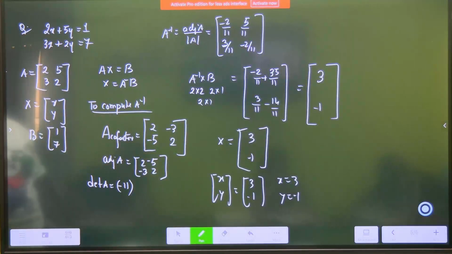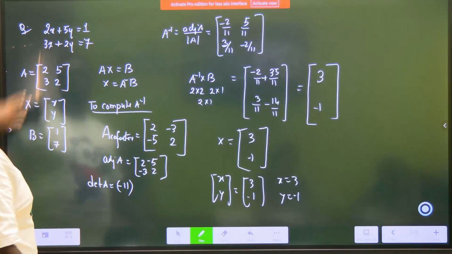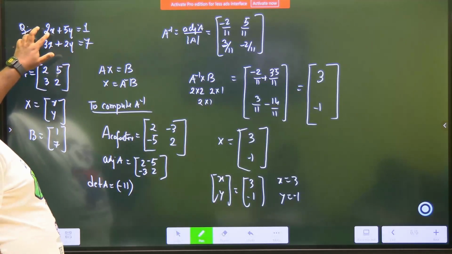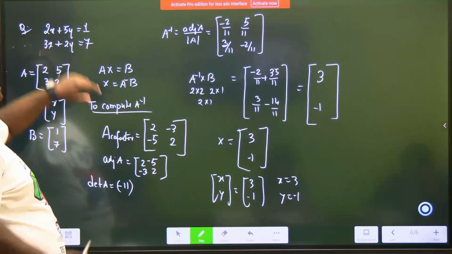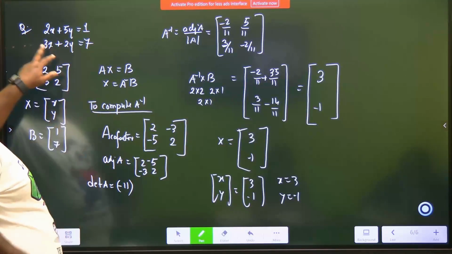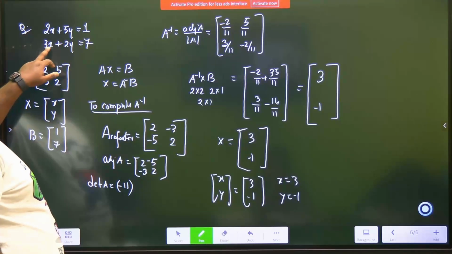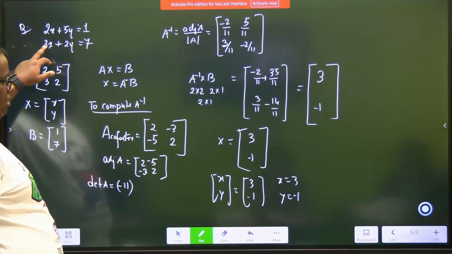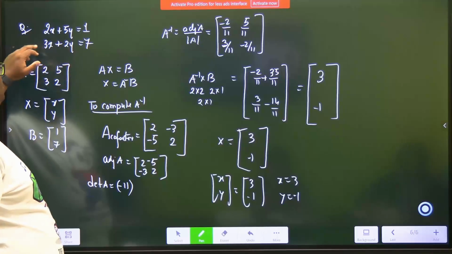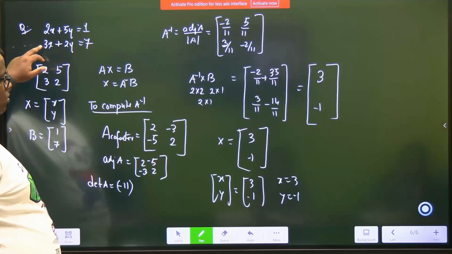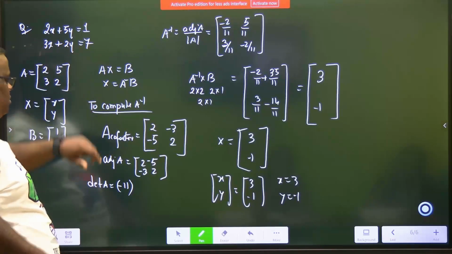You can check. If you put 3 and minus 1, 2 3s are 6, minus 5 is equal to 1, which is correct. 2 3s are 6, and oh, sorry, this is 3. 3 3s are 9, 9 and 2, 7, correct.